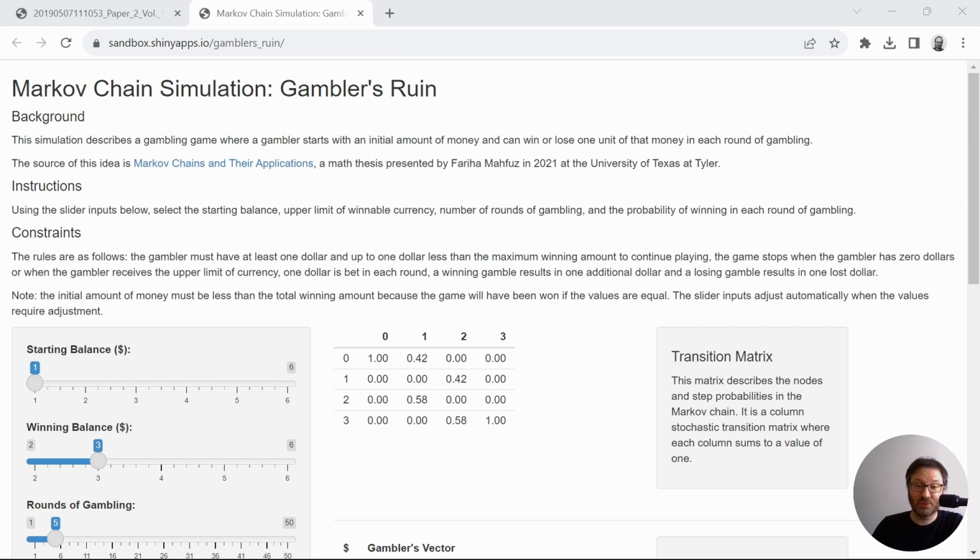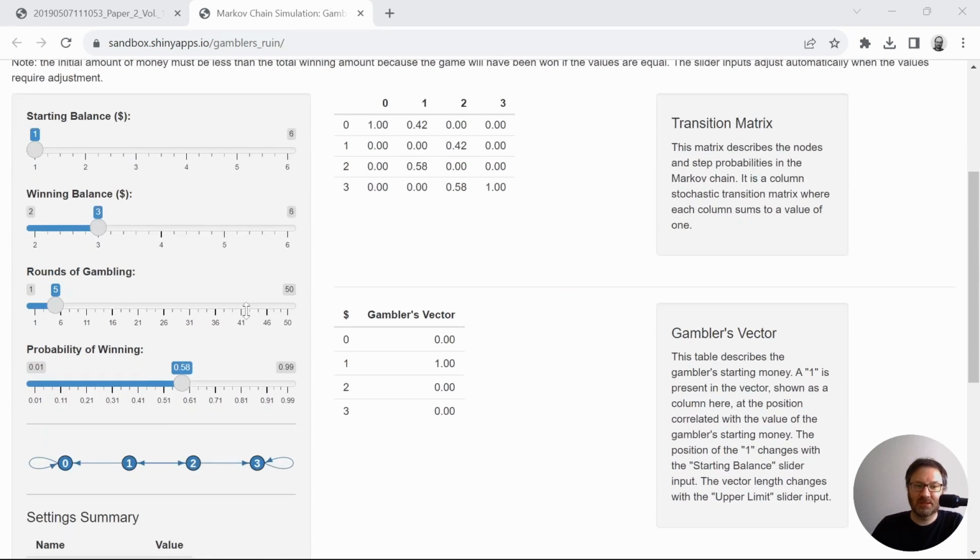So we have a gambler who is putting down a dollar bet each time, and then they can move up or down. And there's a probability associated with that. And so if we look at the simulation inputs, we can adjust the starting balance, which is how much money is in the hands of the gambler at the beginning. Then we can look at the winning balance and change that value. That's the upper limit when the game ends. The rounds of gambling is how many times the simulation runs. And the probability of winning is how likely they are to move up by $1.